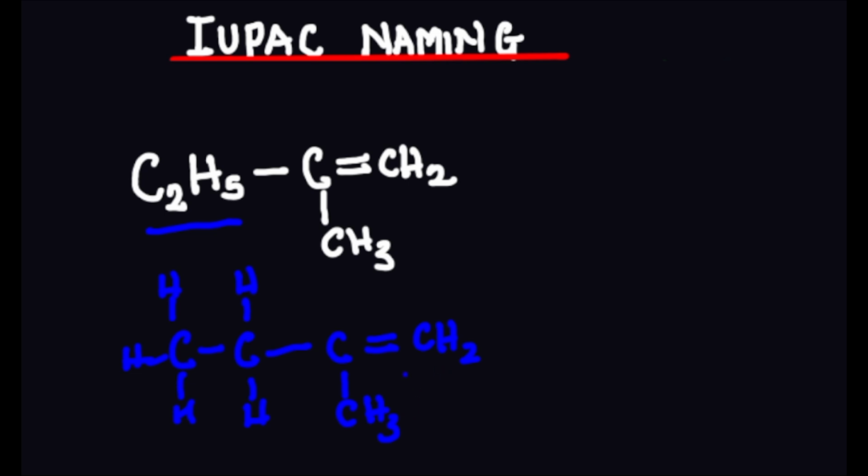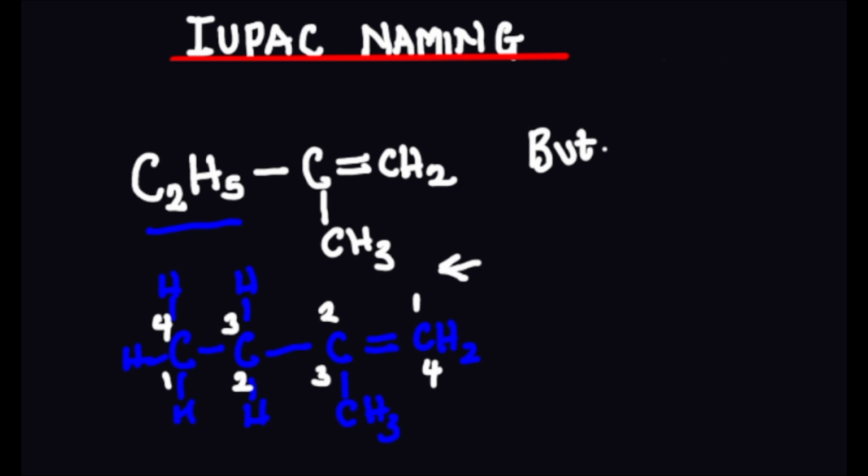So what I'm going to do now is number forward and backward. I'm going to number from this side, that's going to be 1, 2, 3, and 4. Backward, I'm going to have 1, 2, 3, and 4. If I'm considering the backward, the double bond falls on carbon number 3 and 4. But if I'm considering the forward, this side, the double bond falls on carbon number 1 and 2. So I'm going to pick the smallest one, which is 1 and 2. What is the longest carbon chain here? It's actually 4, and 4 simply represents but.